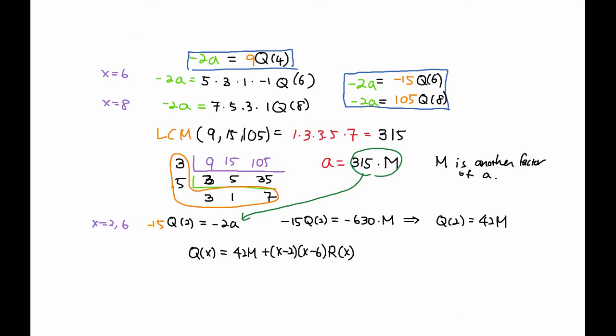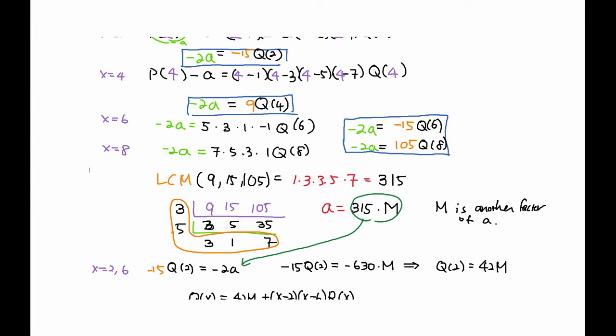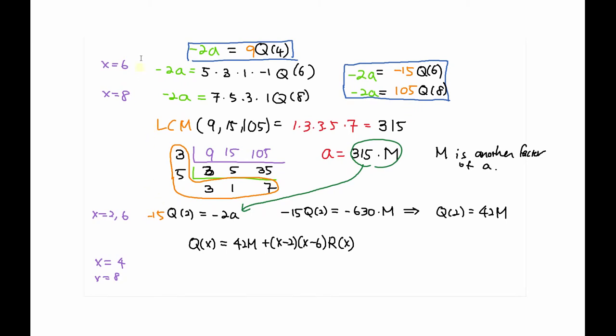Okay, so now when I set x equals 4 and x equals 8, let me start with 4. We use the same method. When x equals 4, we had the coefficient of positive 9. So let's find that. And remember, we just found the a to be 315 times n, so I can simply replace that. Okay, that becomes negative 630, just like one above. Now when you divide by 9, you're gonna get negative 70n. So q4 equals negative 70n.